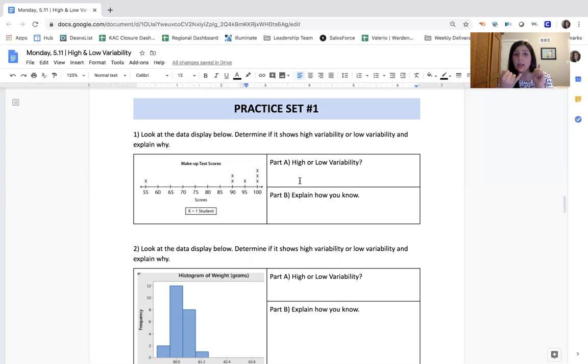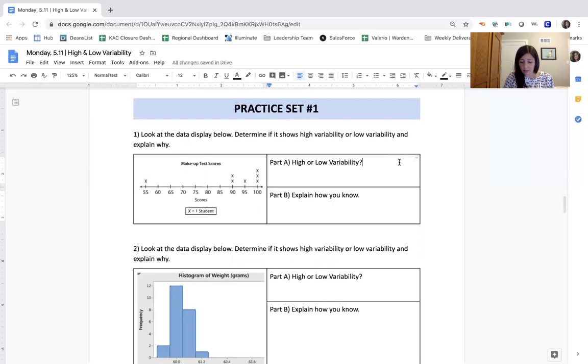I'm looking to see, does this have very high peaks? And is it really close together or spread out? It's definitely spread out. Goes all the way from 55 to 100, and there's a huge gap in there. So I'm gonna say this is spread out. That makes me think that it has high variability, but let me also think about peaks. There really aren't any drastic peaks. The options are either 1x, 2x's, or 3x's. Those are all pretty close together.